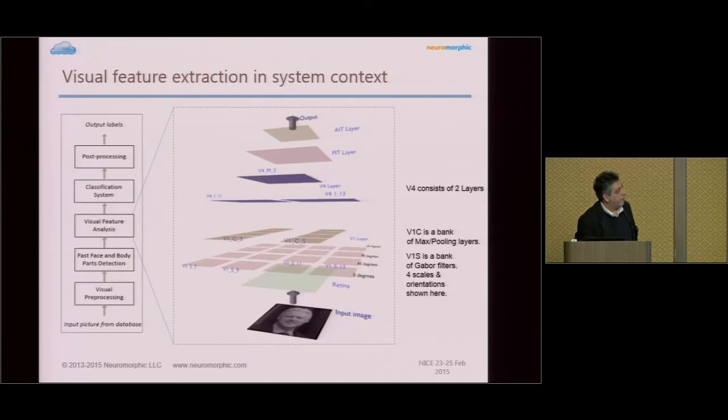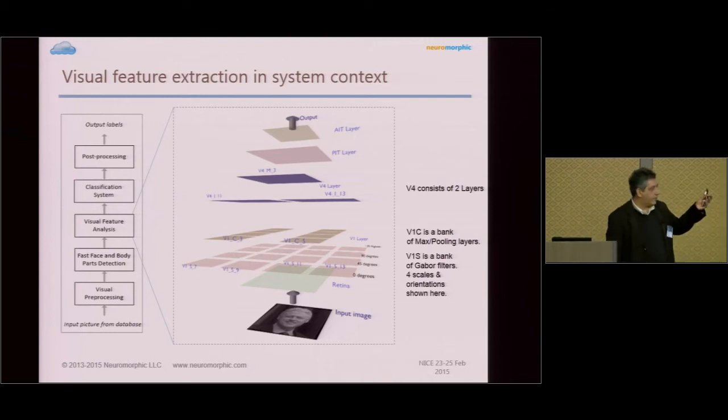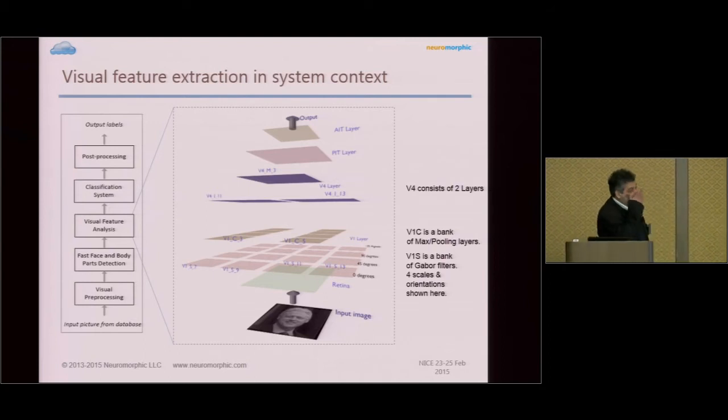So here I show the architecture on the left. You have the visual processing pathway system. It's nothing mind-blowing about it. So we do some pre-processing on the pictures. We do some part detection, faces, other body parts. We then do feature analysis. We do some classification, some post-processing, and then you have some output labels of the objects.